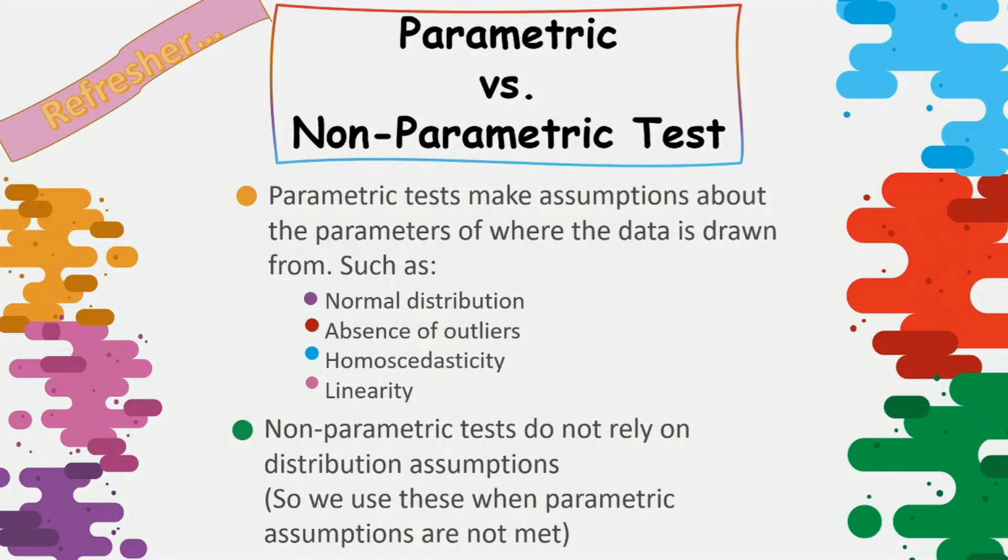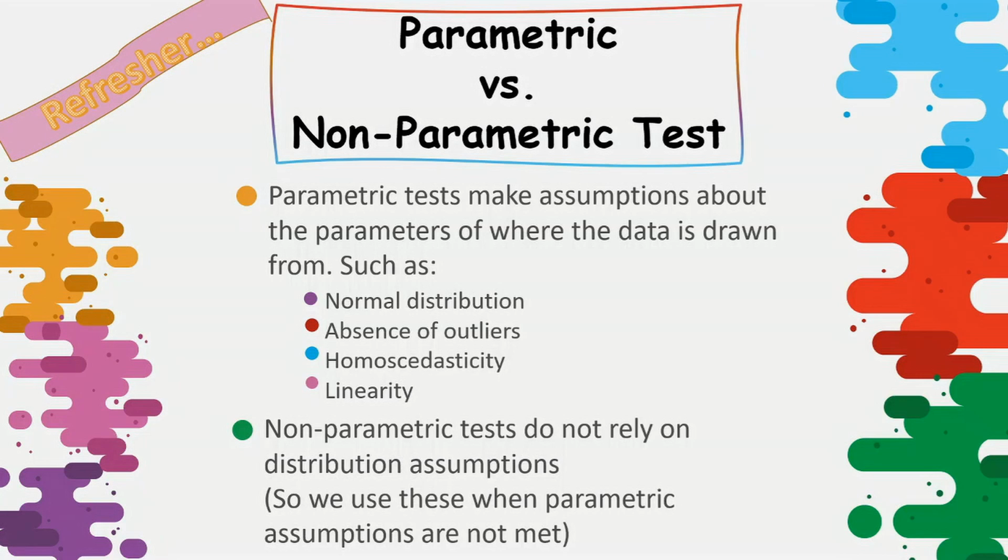Let's start with the refresher. In inferential statistics, we have parametric tests. We also have non-parametric tests. Parametric tests make assumptions about the parameters of where the data is being drawn from. So there are certain things that we assume: that the data has a normal distribution, that it's homoscedastic, that linearity is a specific way, whether it's linear or nonlinear, that there aren't a lot of outliers.